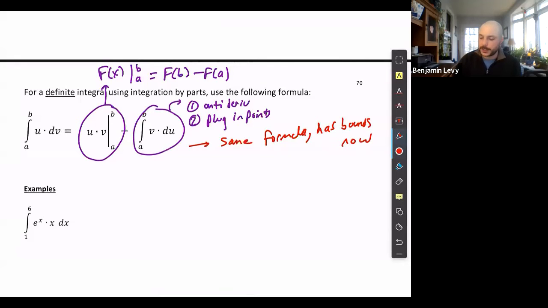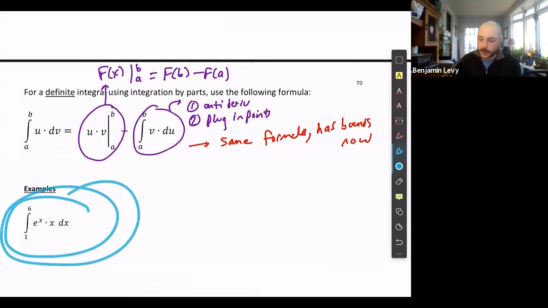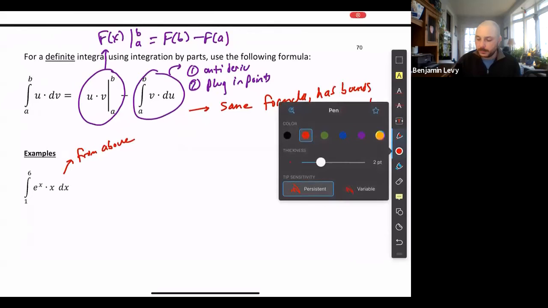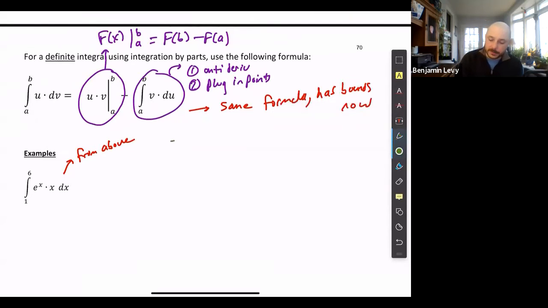Because we're going to revisit the problem we just looked at a second ago, this x e to the x one, that we just looked at from above. Except now it's got the numbers 1 and 6 with it, right? And so instead of just doing some random antiderivative, we're actually going to find the area of this thing. I'll go ahead and write down the work we just did, but I'm going to fly through it because we just looked at this one moment ago. But maybe it's good to see it one more time in fast motion.